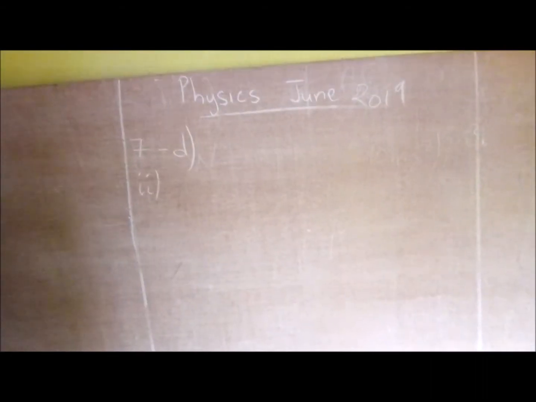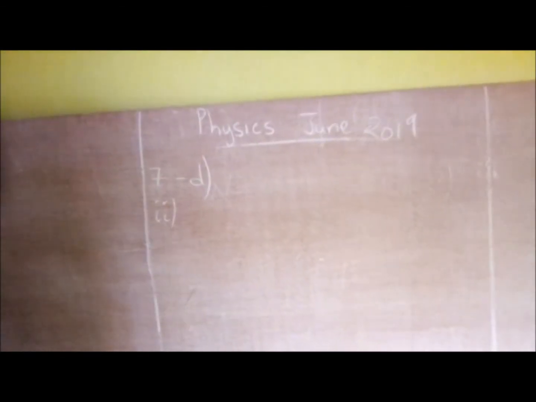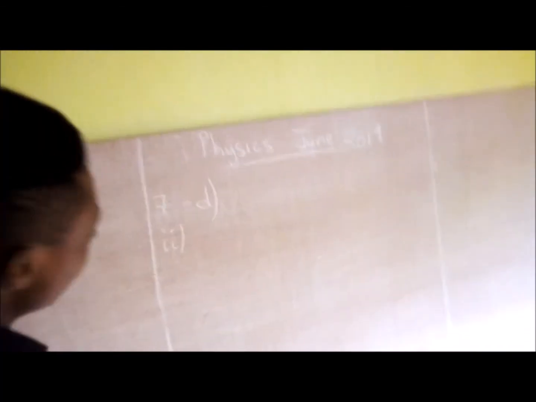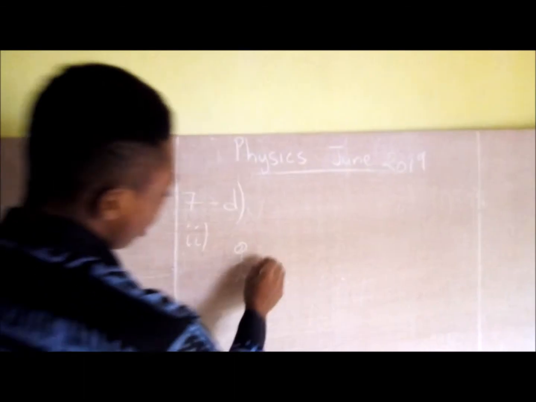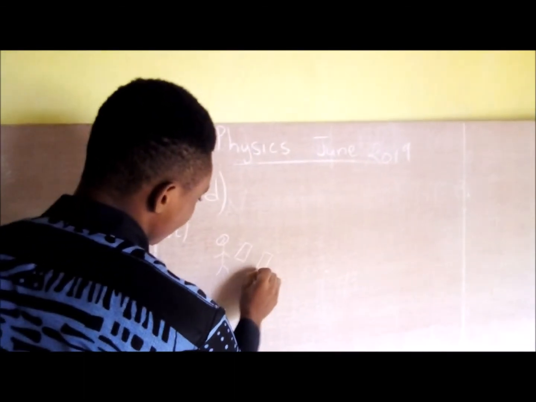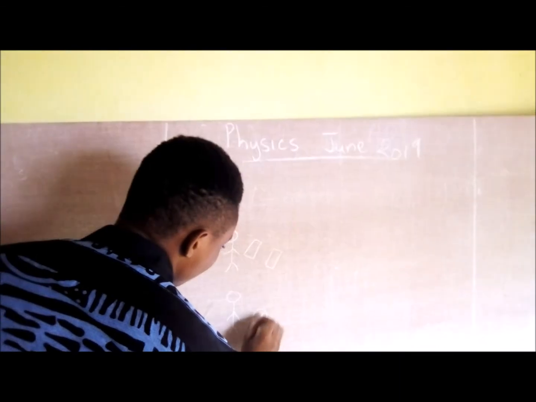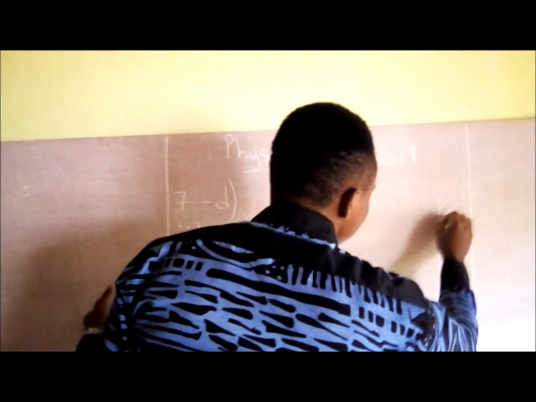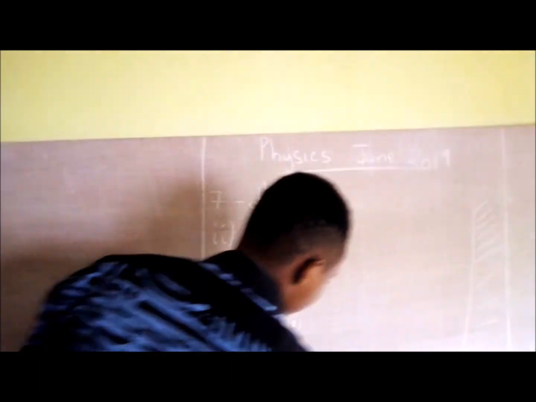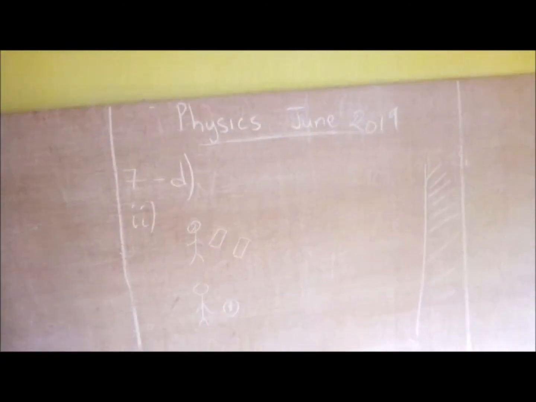Question 7D, Romans 2, 2019 says you should describe an experiment to measure the speed of sound in air. So this experiment will be based on a clapping method. We use the clapping method. Here we need two students, one with two pieces of rod and the other one with a stopwatch. We also need a wall at a certain given distance or known distance. The distance is known to the two students carrying out the experiment.